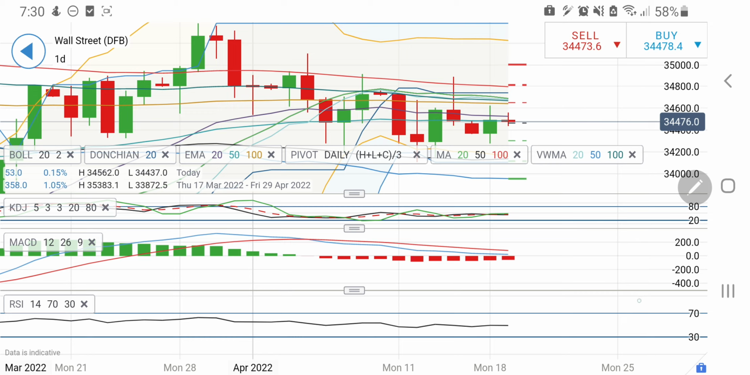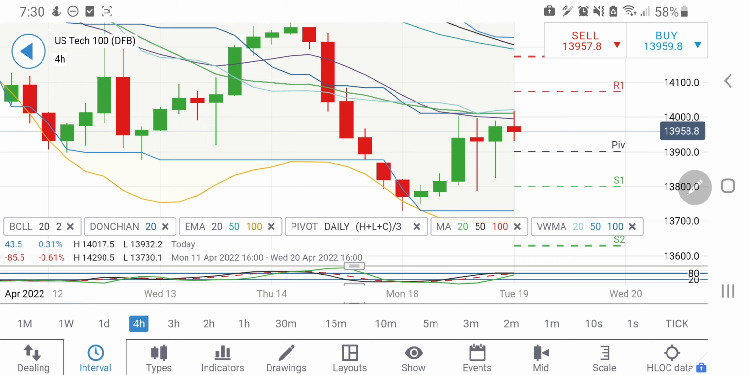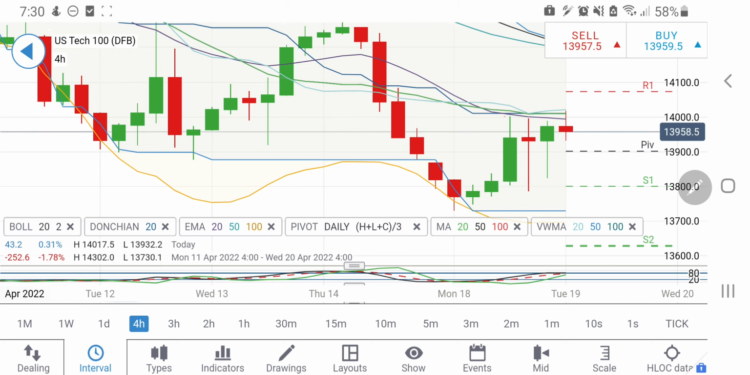Now let's have a look at Nasdaq 100. Nasdaq 100 on the 4-hour charts is facing stronger resistance here at 14,020 levels. If it breaks 14,020, it may come back towards 14,080 and 14,100 levels. So yes, you can take a long entry at 14,020.